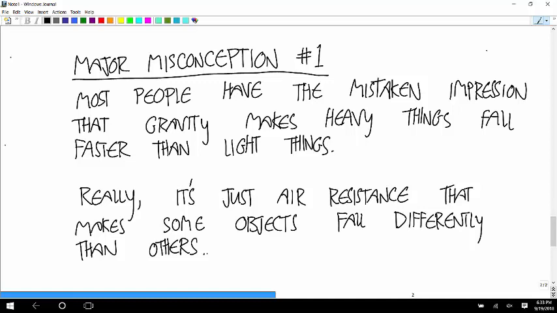Major misconception number one. You have to delete the part of your brain that thinks gravity wants heavy things to fall faster, and remind yourself that it's really just air resistance that makes certain light things fall more slowly. Okay.